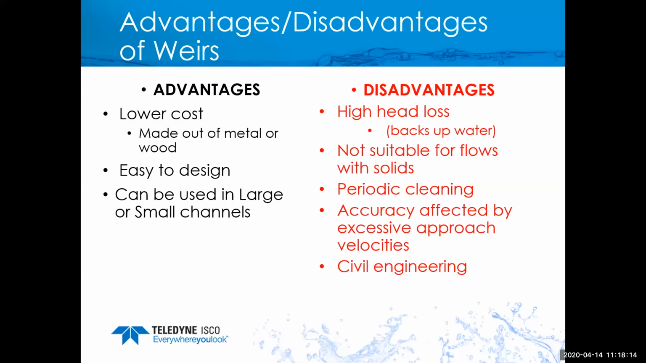Another disadvantage is the design of it. Even though it's a simple design, you still need to get a civil engineer involved to help you determine what size of weir you need to put in, where it's going to be installed, and how that's going to be designed. So installing a weir may take a little bit of time and money, because there's construction involved to actually build this weir across your channel.